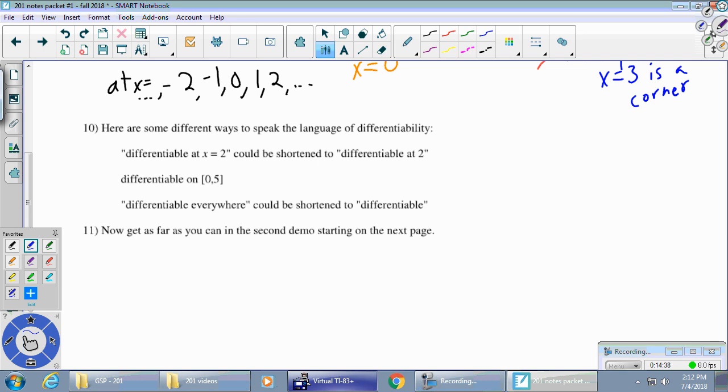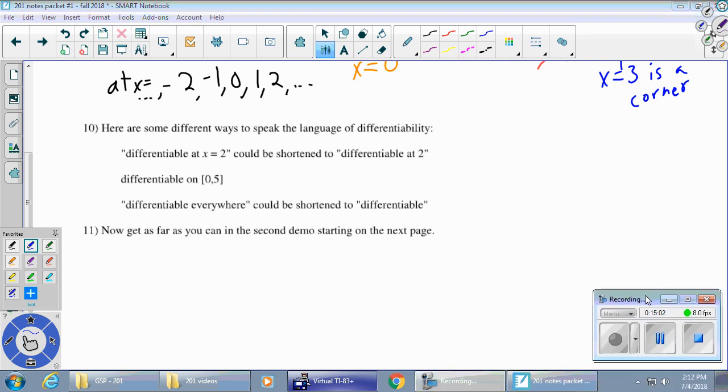Okay, here are some different ways to speak the language of differentiability. Differentiable at x equals 2 could be shortened to differentiable at 2. You could say some function is differentiable on an interval, for example, 0 to 5. And differentiable everywhere could be shortened to just plain differentiable. So we would say that f of x equals x squared is differentiable, meaning differentiable everywhere. Okay, so go ahead and get as far as you can on the next activity.